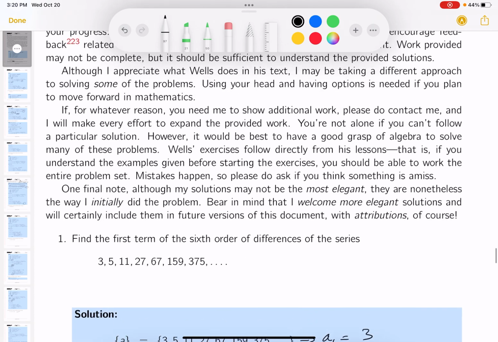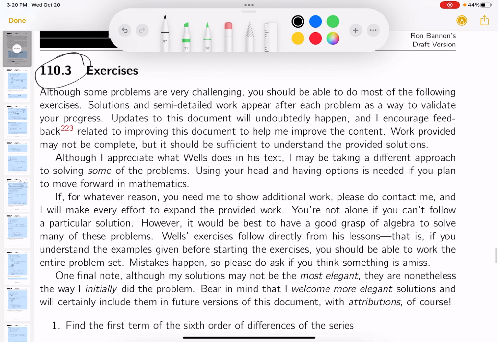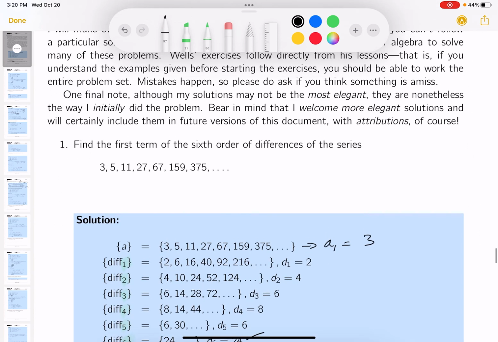So again, if you have questions on this, tell me what section you're in, like 110.3. Tell me you have problems with number 1. You say it's wrong. You tell me why it's wrong. And I'll certainly take a closer look at it.